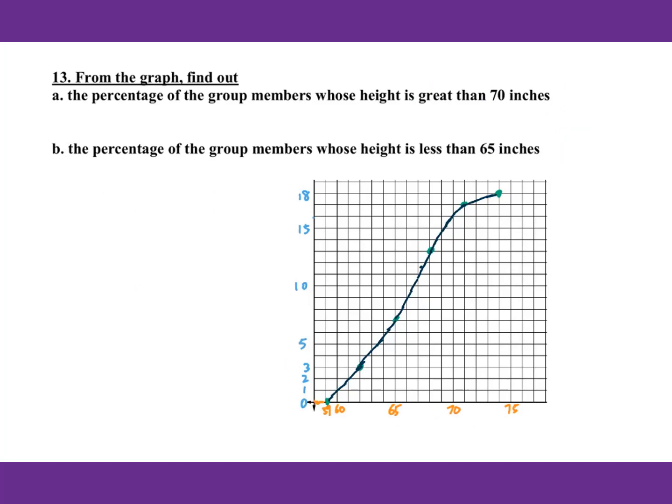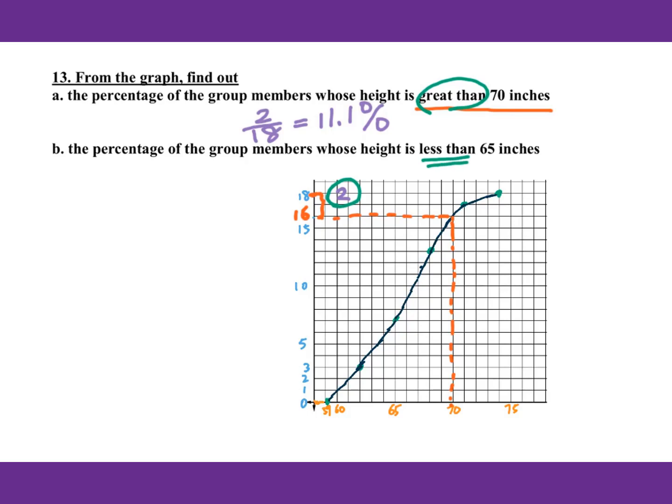From the graph, find out the percentage of the group members whose height is greater than 70 inches. You will get the 70 here. This is the one that is 70. Greater than 70, that means we need the number between 18 and 16, which means we have 2. Altogether there are 18 people, so 2 over 18 equals 11.1%. Pay attention to this greater than. You always do this subtraction to get this number. For less than, you don't have to.